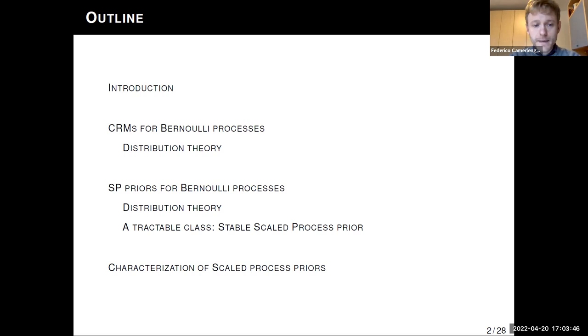And I will develop the distribution theory for completely random measures. And in particular, I will focus on the predictive structure of completely random measure priors. After showing the predictive rules induced by completely random measures, in order to enrich the predictive structure induced by completely random measures, we introduce a new class of processes, which is the class of scaled process priors.